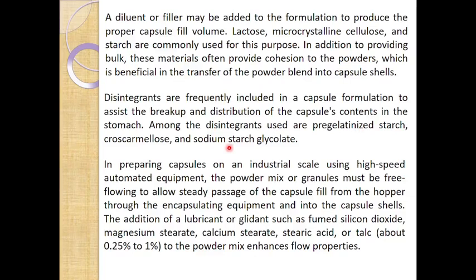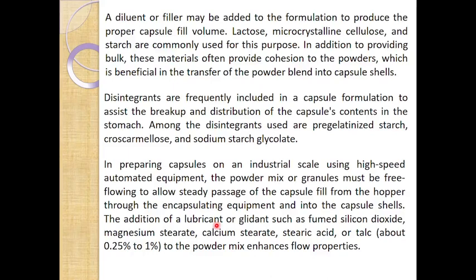Now, in preparing the capsule on an industrial scale, with high-speed automatic equipment, the powder mixture or the granules must be free flowing for steady passage of the capsule fill from the hopper through the encapsulating equipment into the capsule shape. So whatever blend of mixture we are going to feed into the capsule filling machine, from the hopper to the filling station, it should pass easily.